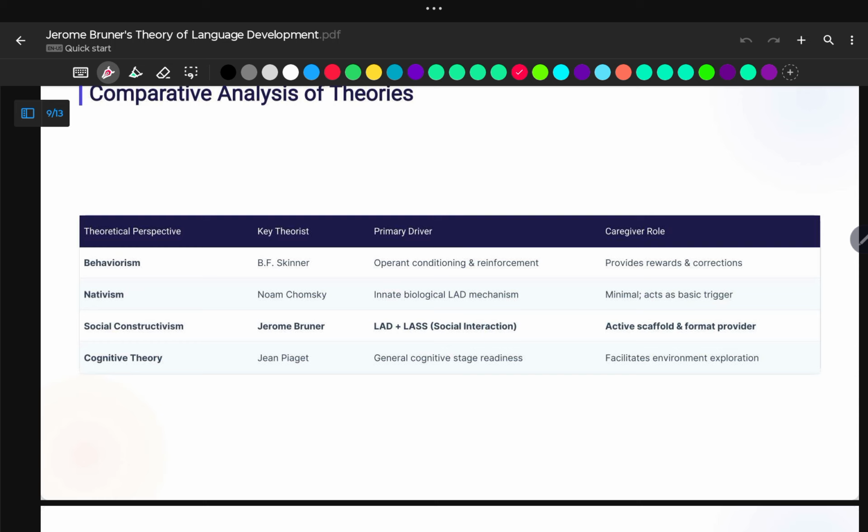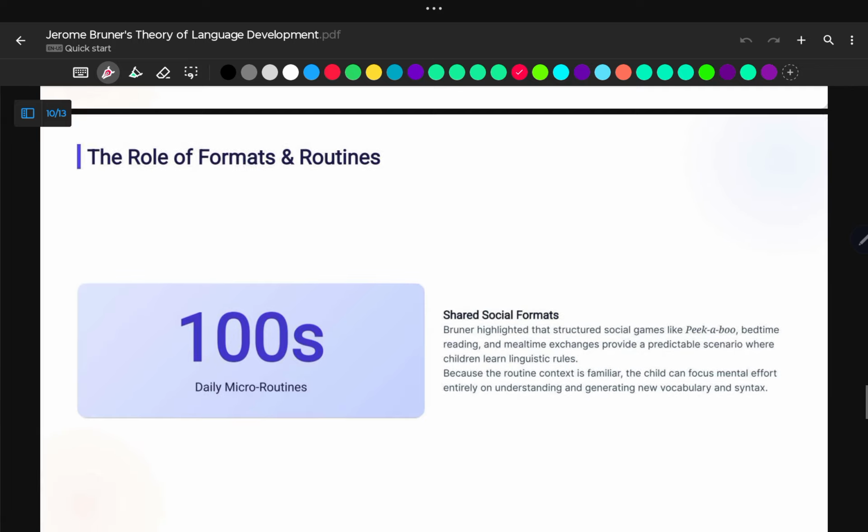in order to develop linguistic capacity. And the last one is cognitive theory, which was given by Jean Piaget. He called it general cognitive stage readiness. He gave the stages of language development. In Jean Piaget's theory, the role of the caregiver is to facilitate environment exploration. And the role of formats and routines are daily micro routines, that is, shared social formats.